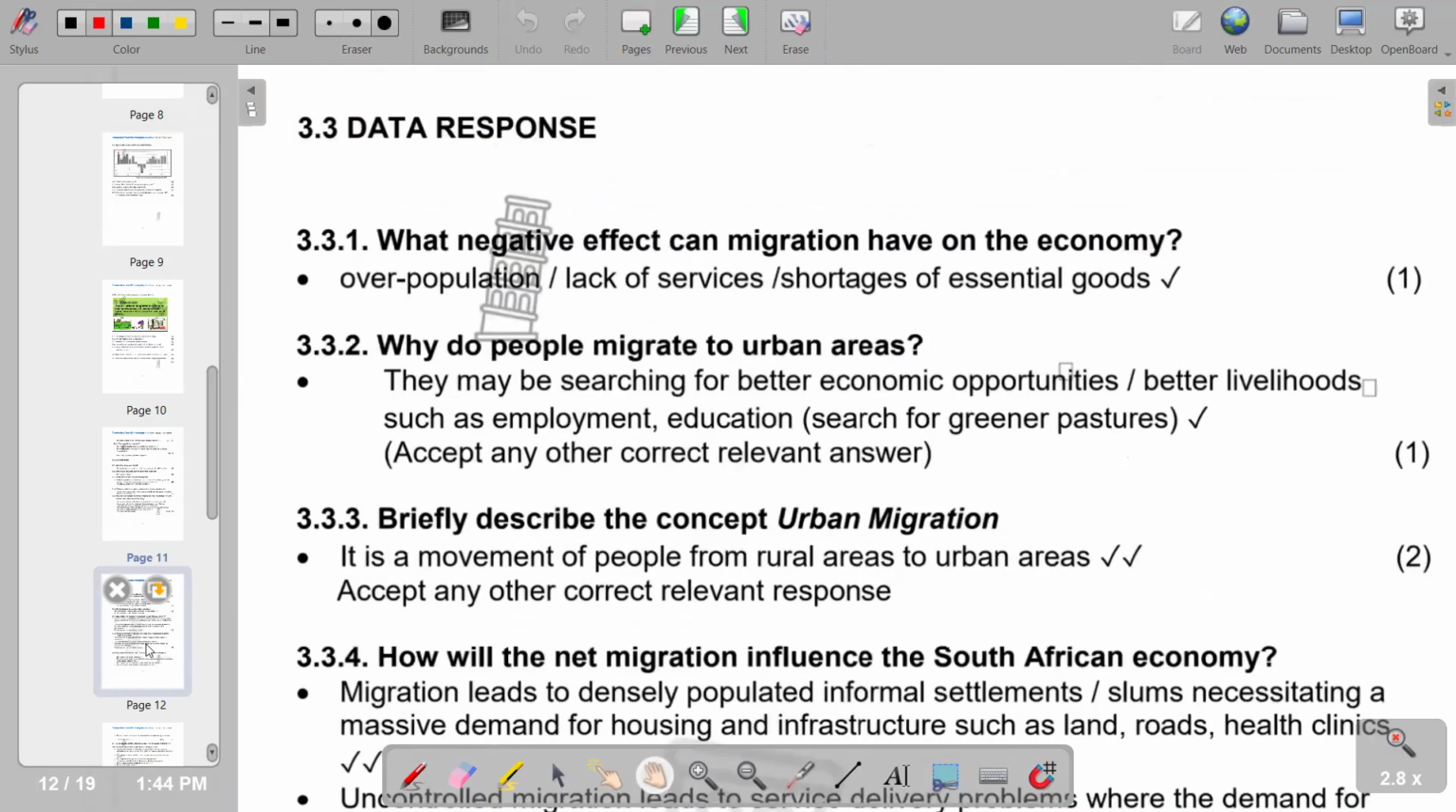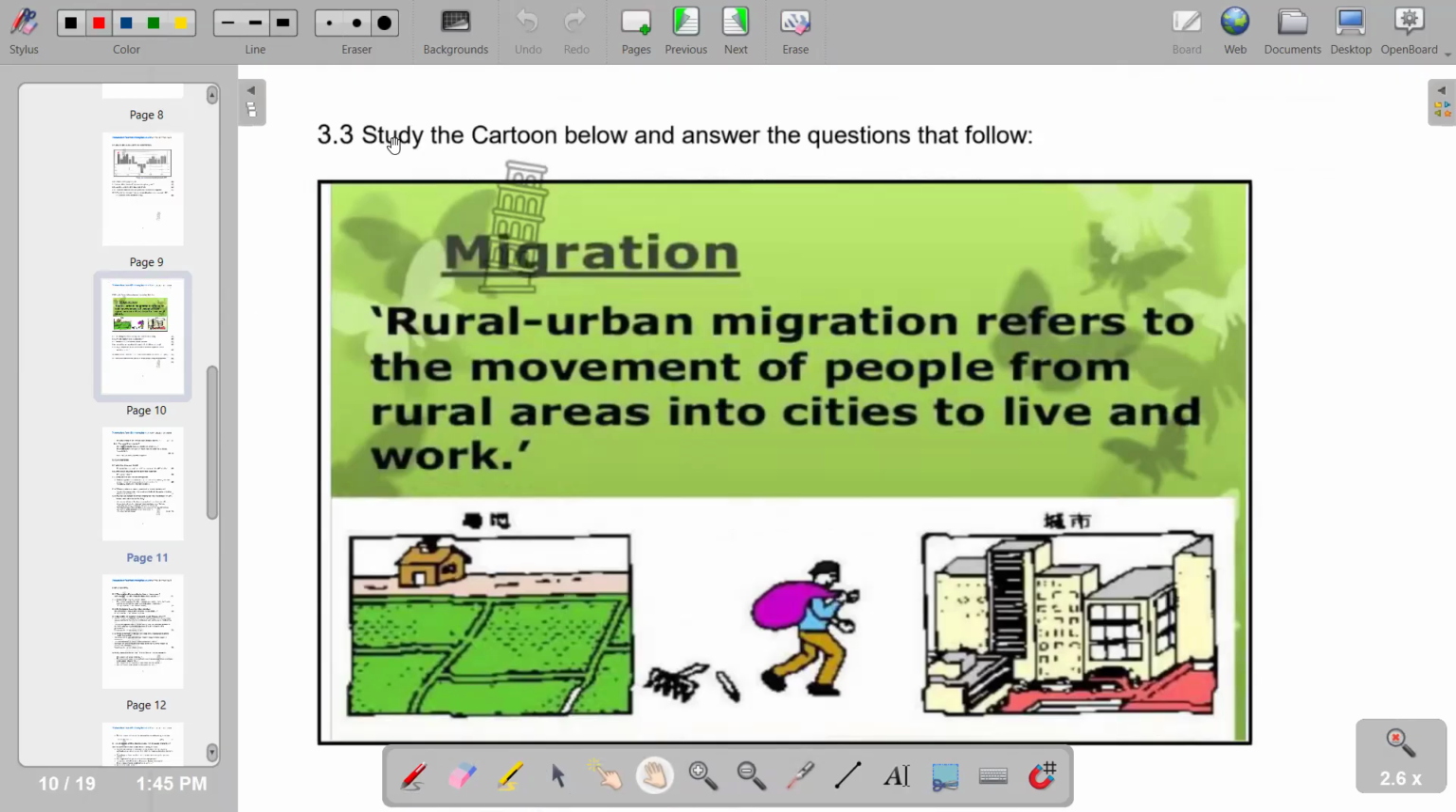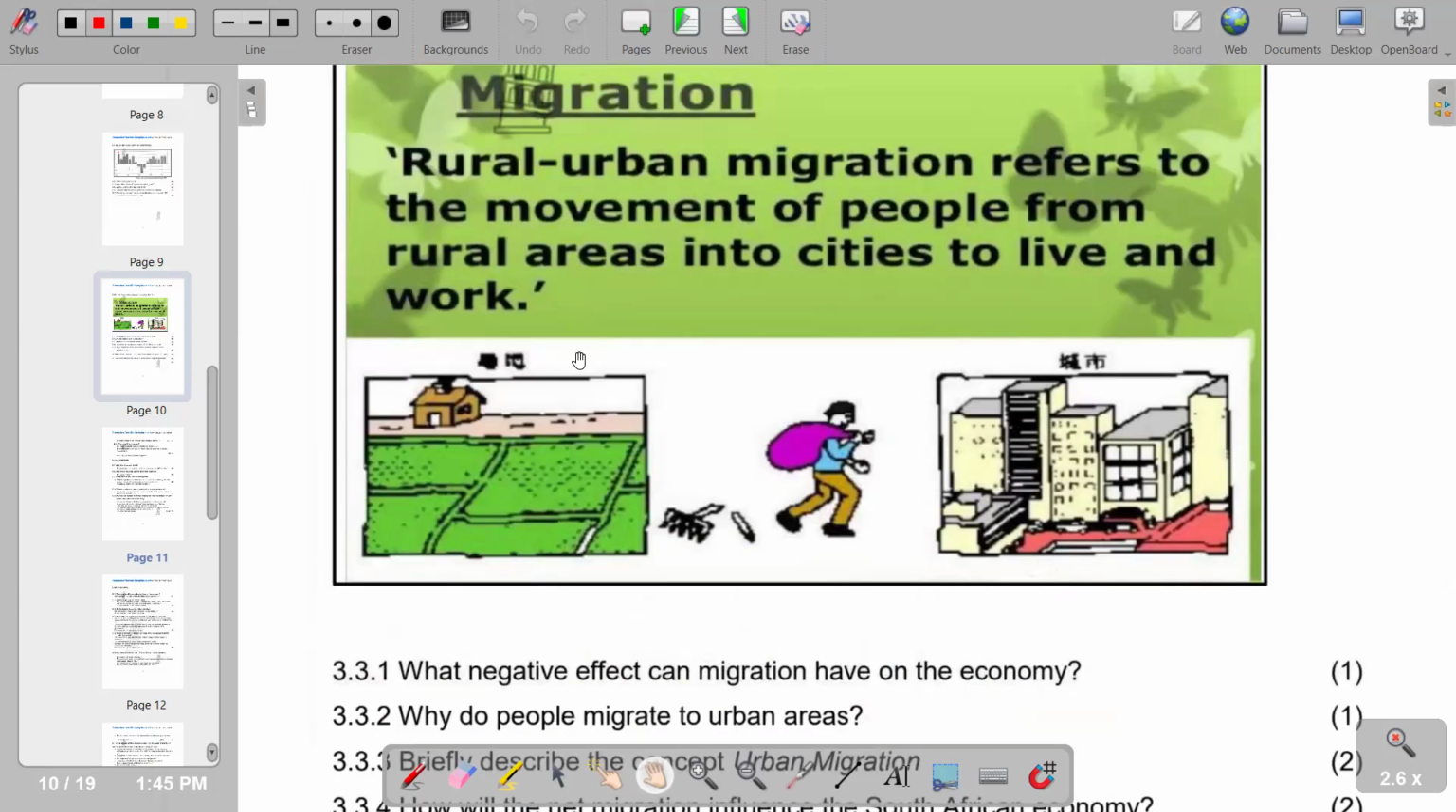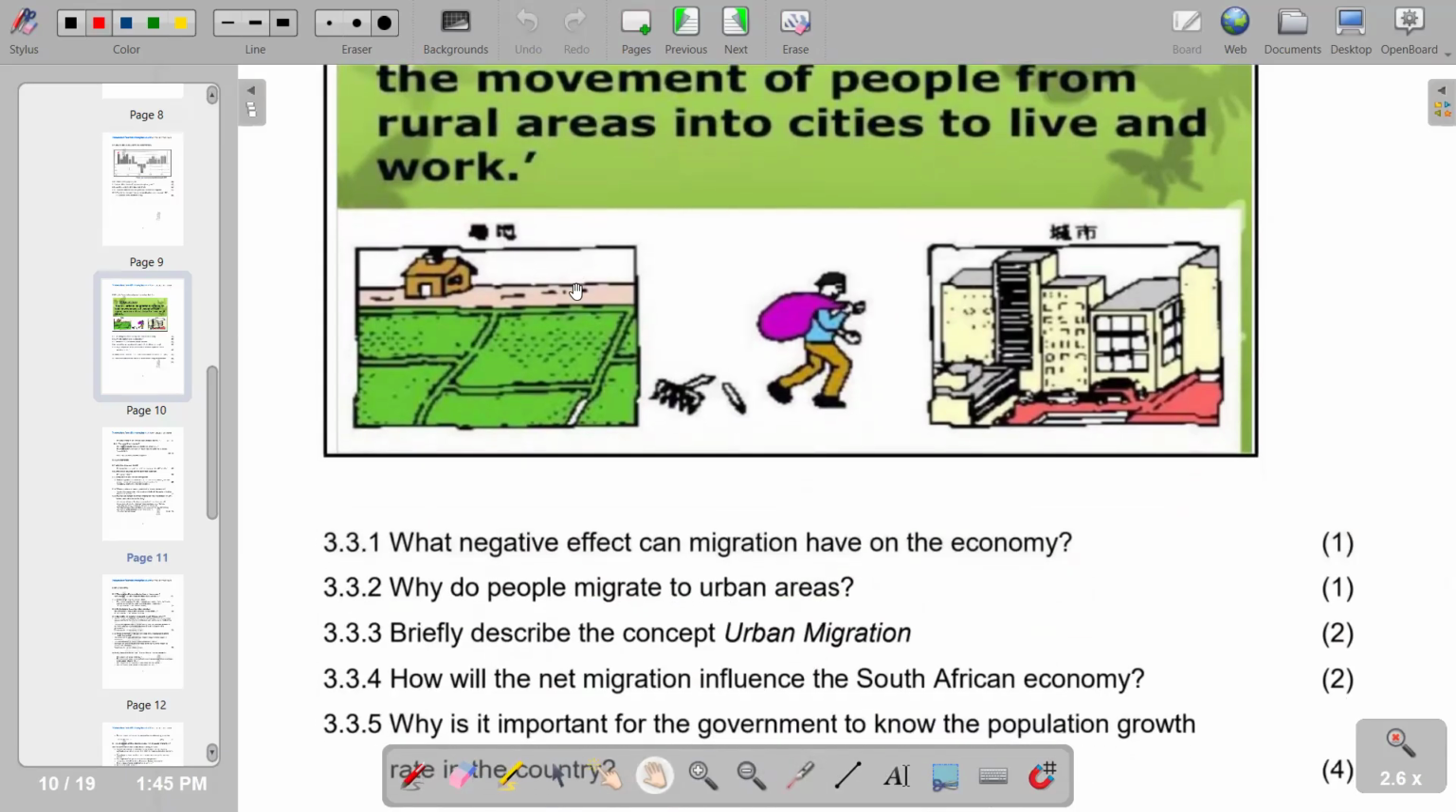Then moving on to the next part, which is data response, 3.3. So 3.3: study the cartoon below and answer the questions that follow. You're given a cartoon on migration, whereby it reads: rural-urban migration refers to the movement of people from rural areas into cities to live and work. Beneath the cartoon, it reads: what negative effects can migration have on the economy?